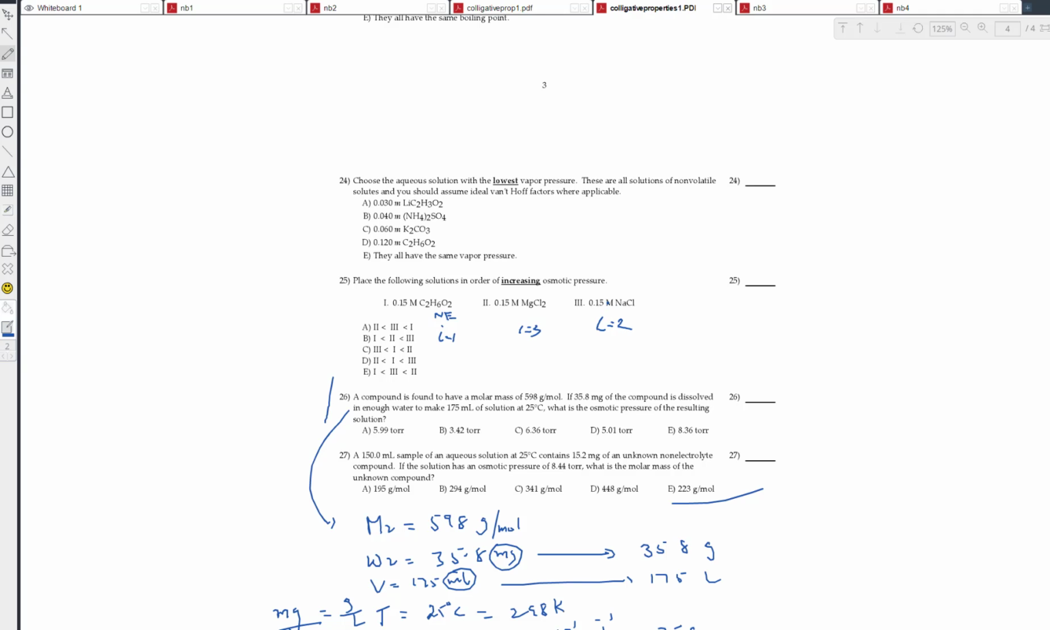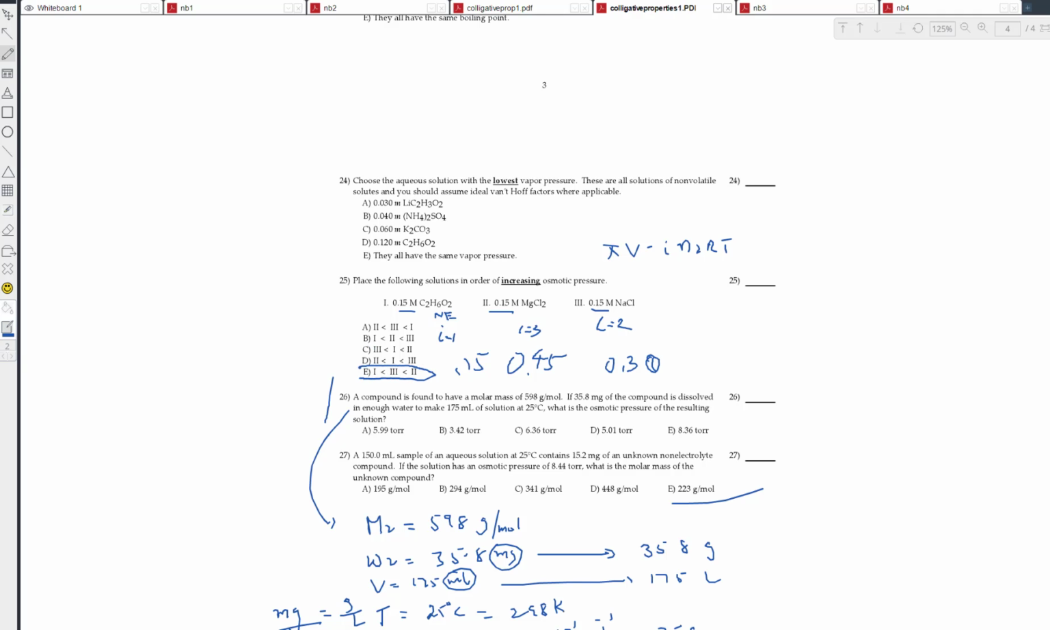Now, we're dealing with molarity. We have pi equals MRT, and since it's electrolytes you can put the I here if you want. But you don't need to do the calculation, because the concentration is the same. So now it only depends on I. So increasing, it would be 1, 3, 2.